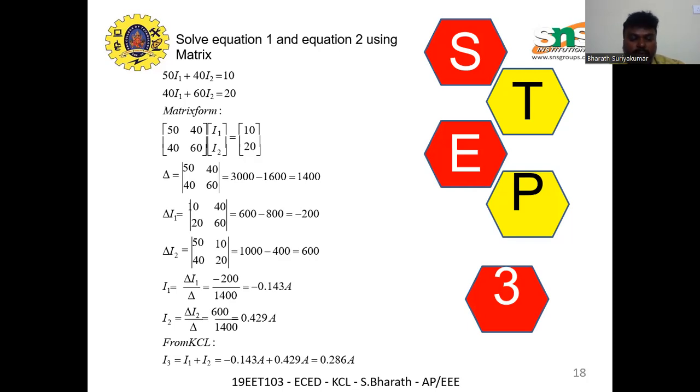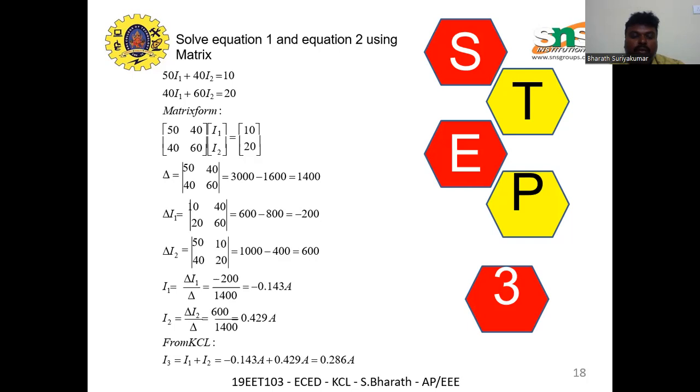Delta I2 is the determinant of [50, 10; 40, 20]. In each case, in delta I1 the first column is replaced with the values 10 and 20, and in delta I2 the second column is replaced with the values 10 and 20. So for delta I2, 50 into 20 is 1000, minus 10 into 40 is 400, which is equal to 600. That is, cross multiplying the diagonal elements minus the off-diagonal elements.